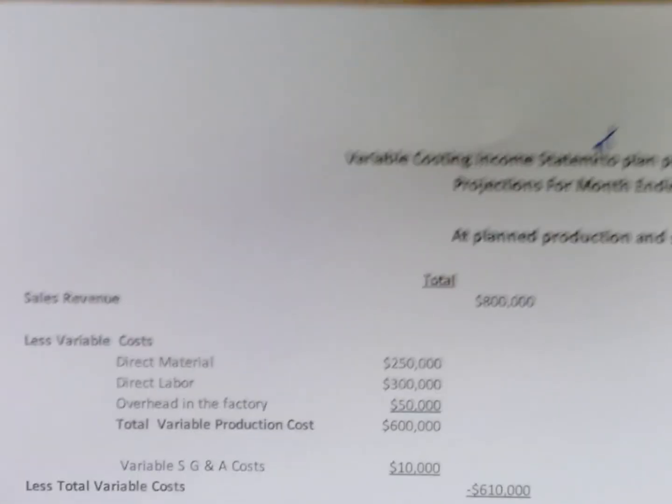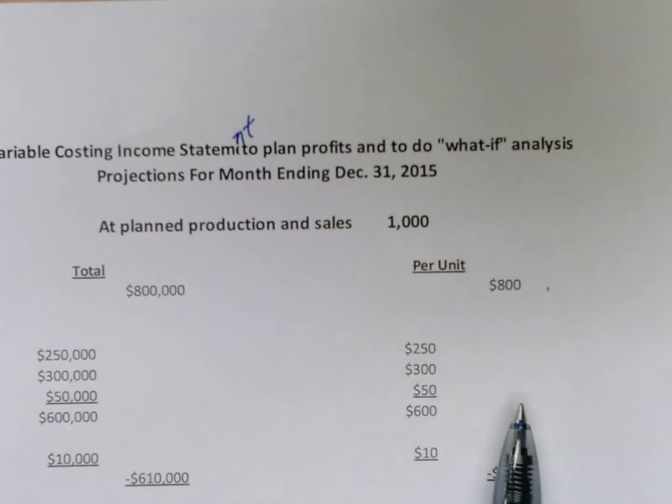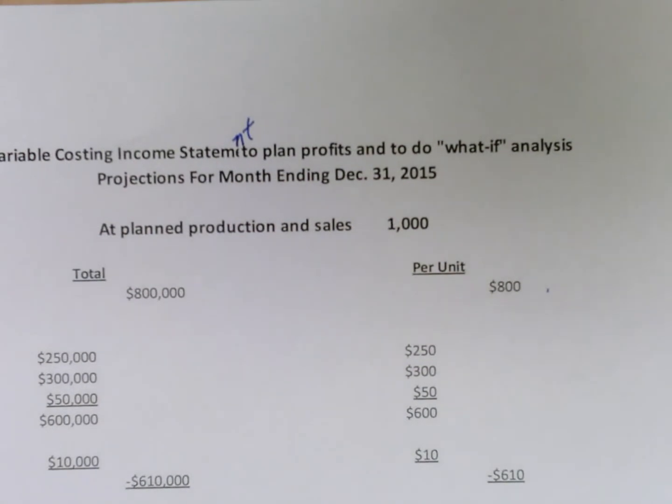So there's the variable costing income statement in total and per unit, and with a little bit of explanation of the usefulness of this kind of income statement to do planning for profits.